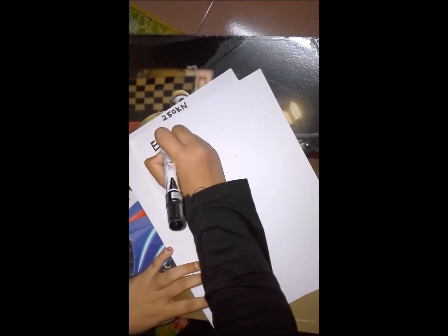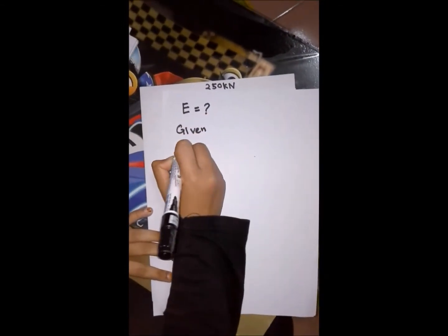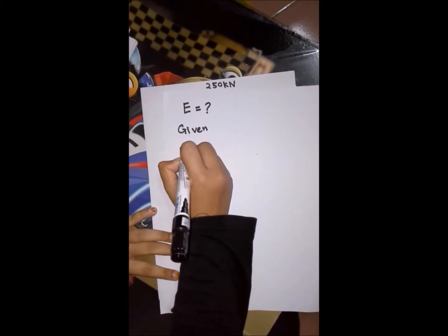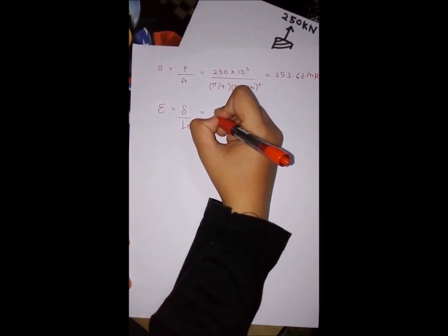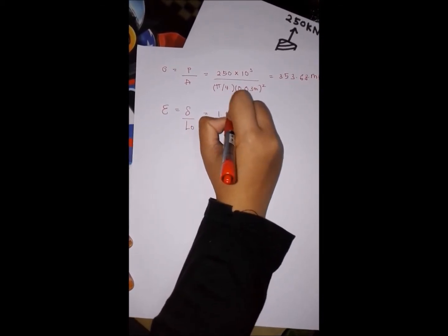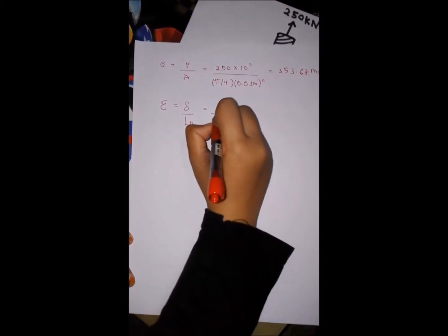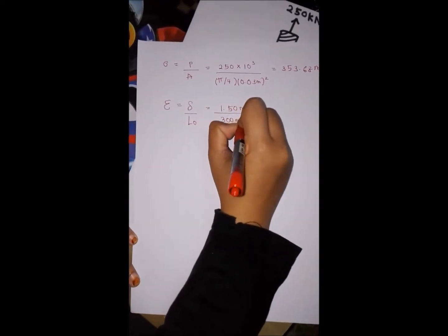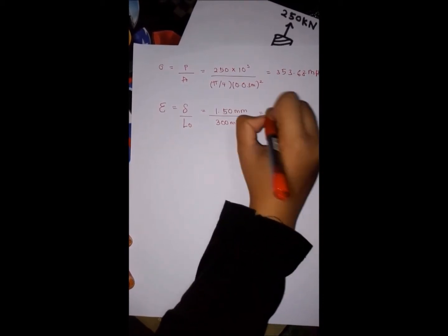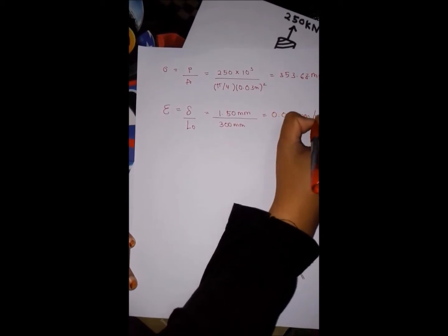The question asks us to find the modulus of elasticity. Given the diameter of the aluminium specimen, from the data given, the value of elongation is 1.50 millimeters and the original length of the specimen is 300 millimeters. After calculating it, we get 0.005 millimeters per millimeter.